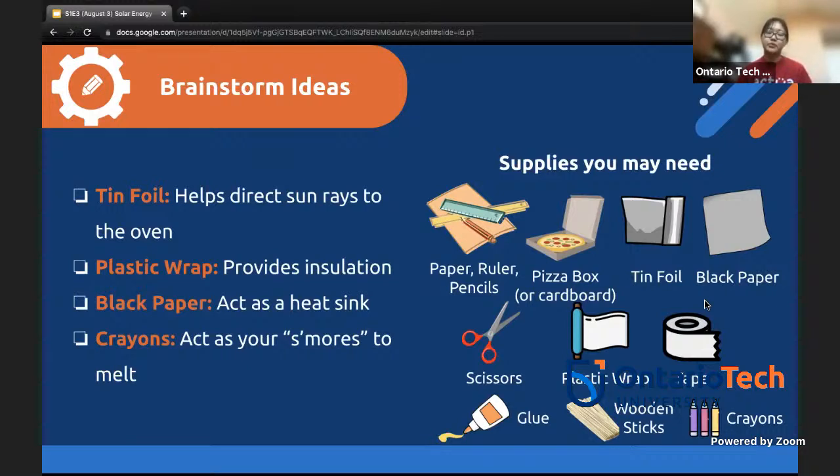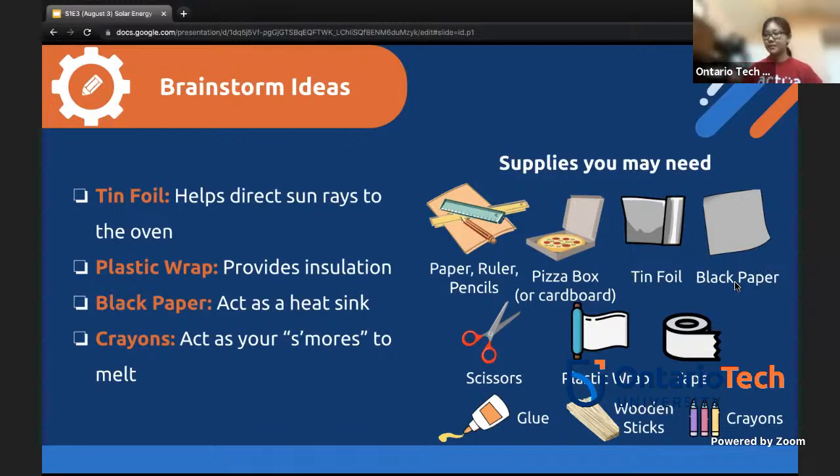So black paper absorbs all different colors of light and all different colors of radiation. So that means that it's going to absorb the most amount of our thermal energy. And lastly, we can use some crayons that are going to act as our s'mores to melt if you want to test it out in the sun later on, or you can get some marshmallows or some bread that you can toast. So right now, I'll just give you some time to gather these materials that are on the screen here.